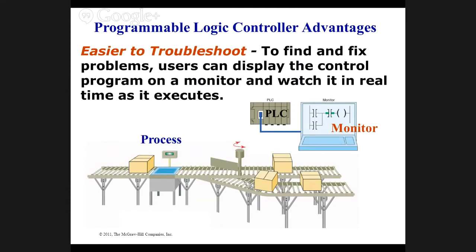Okay, easier to troubleshoot. Here's an example. To find and fix problems, users can display the control program. So basically, instead of going out there, you can pull it up on the computer and you can see that, well, we can monitor in real time what's going on and why the product's not flowing. Does that make sense? Much easier.